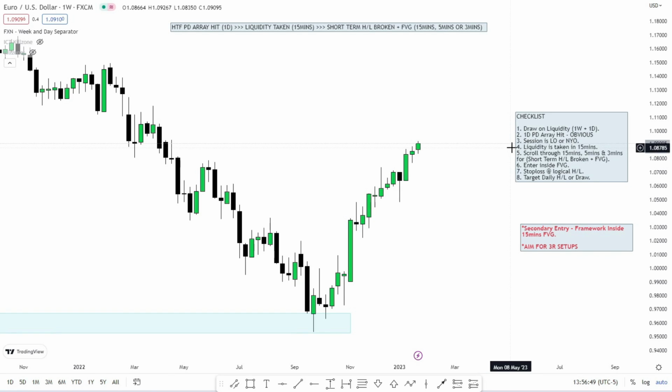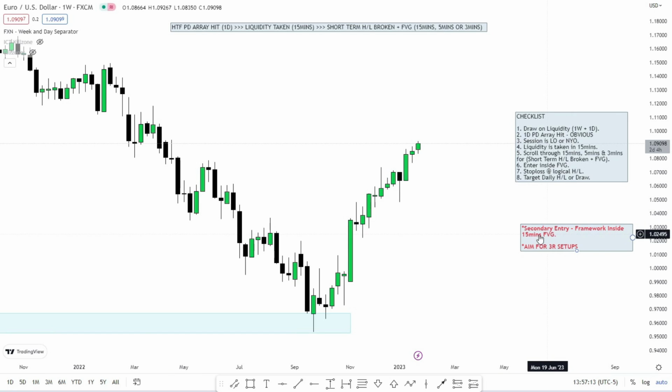Once you see liquidity being taken out, you scroll down, use the 15, 5 or 3 minutes to look for a short term high or low which is broken depending on the direction, plus a fair value gap. And then you will take your entry inside the fair value gap, place your stop loss at a logical high or low depending on how the structure looks. Then you target the daily high or low or the drawn liquidity.